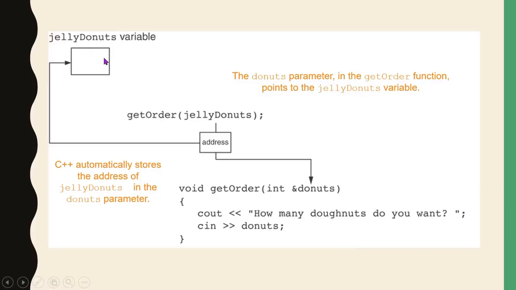So let's say in a main function, we have a jelly donuts variable. And we call a function called getOrder, sending jelly donuts to that function. But we're not actually sending a copy of what's inside of jelly donuts. We're sending the address. And that address gets inside of donuts, and so now donuts is just an alias for jelly donuts.